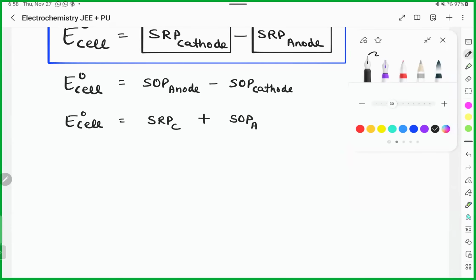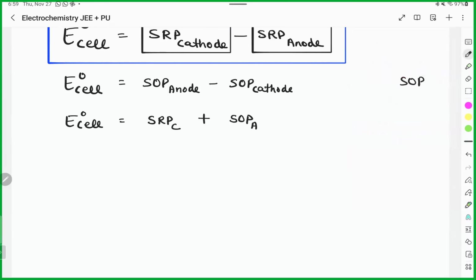Now you can see the oxidizing power and reducing power. What is the oxidizing power? Chinmay, reducing power.